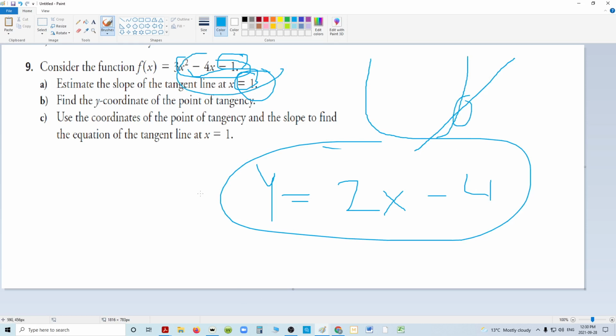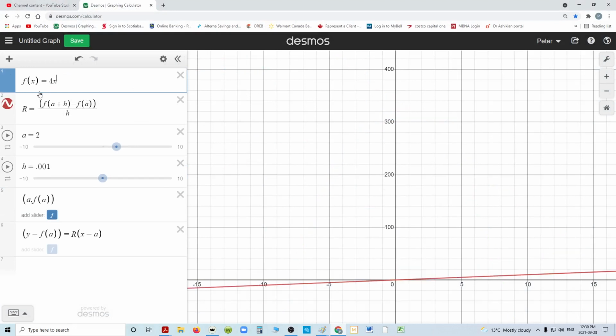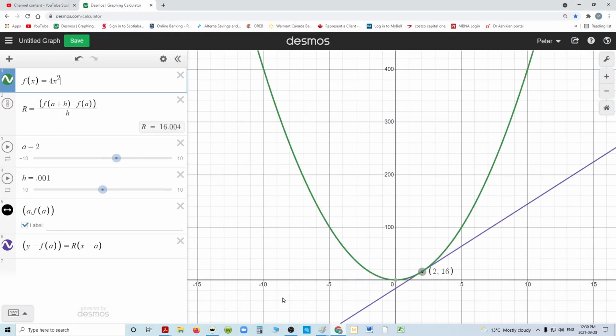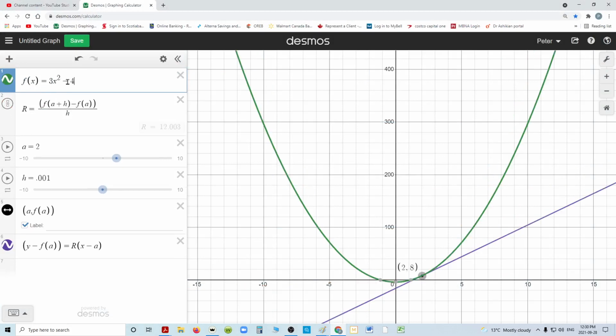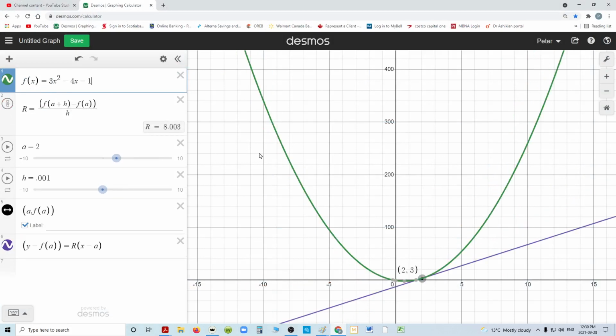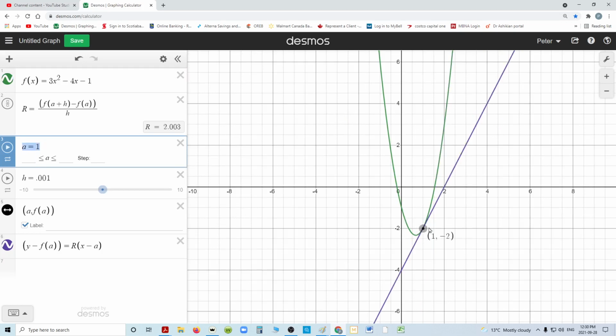Let's use our little thing that we've already constructed exactly for this, to see if that's true. I think it was 3x squared minus 4x minus 1. There's our parabola. Let's click the home button. There we go. There's exactly where I thought the vertex was. There's the point. Remember that we're interested in the point at x is equal to 1 here, not 2. That's the point we're interested in.